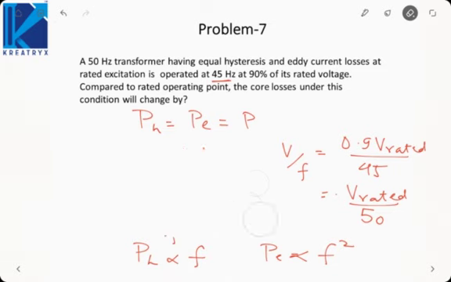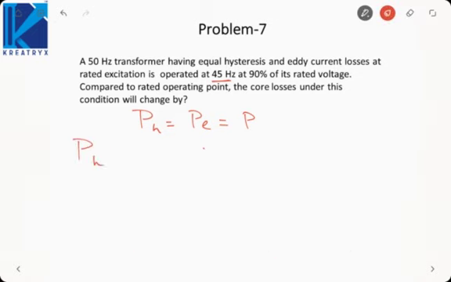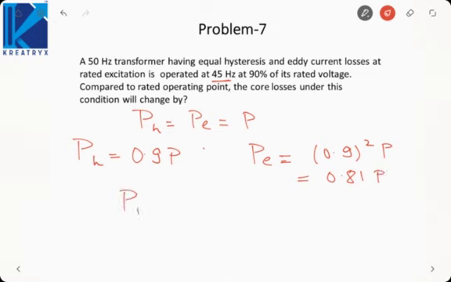Since frequency is being made 45 Hz from 50, that is, we are multiplying by a factor of 0.9. So how much hysteresis loss will become? It will become 0.9 P, and eddy current loss will become, since it is proportional to frequency square, 0.9 square P, that is 0.81 P. So core loss or iron loss will be PH plus PE, that is 1.71 P.